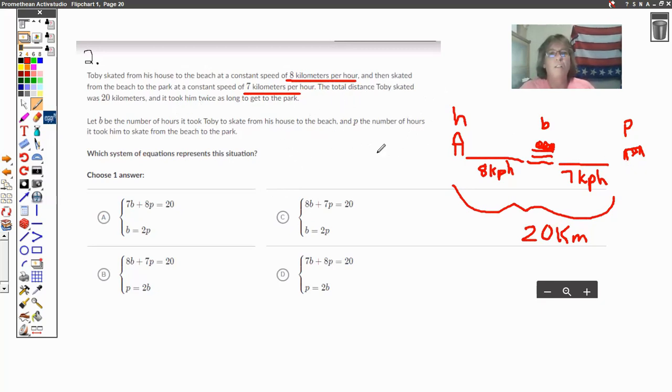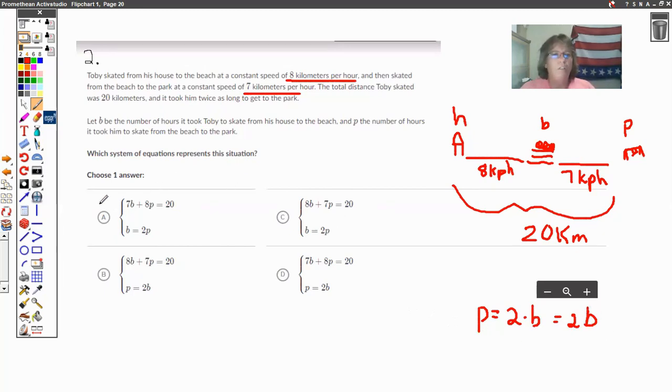And it took him twice as long to get to the park. So we know that to get from here to here took twice as long as it did for him to get from here to here, okay? So let's just go ahead and say that. To go to the park, it took him twice as long to get to the park as it took him to get to the beach. So however long it took him to get to the beach, it took him 2 times that to get to that park. Or just 2b, right? So our first equation is going to be p equals 2b.